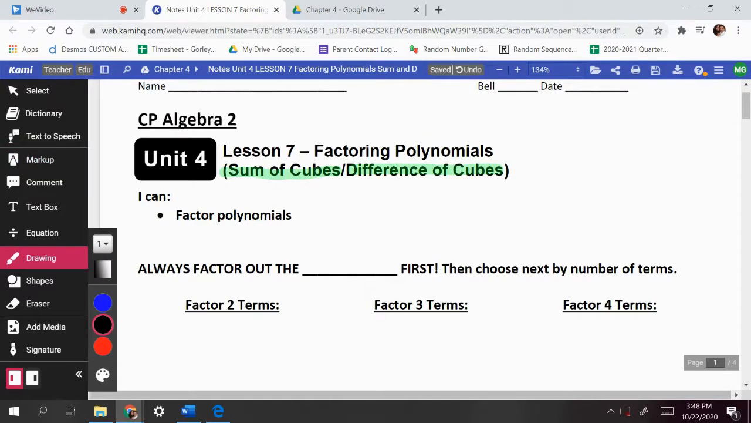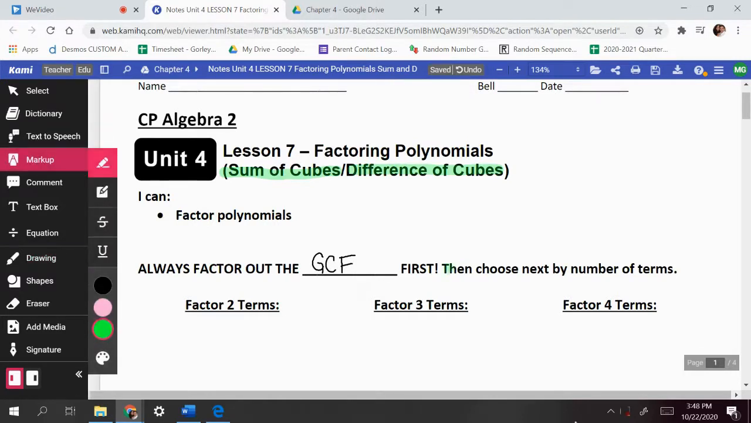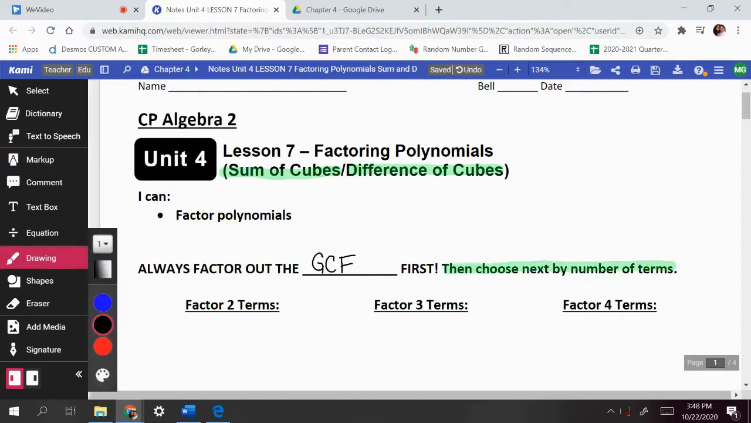Okay, so I'm always going to factor out the GCF first. Whenever I'm starting a factoring problem, we look for the greatest common factor. And then I choose what to do next based on the number of terms that are left inside the parentheses. Okay, if there's no GCF, then we immediately go to these factoring techniques that I'm about to go over.